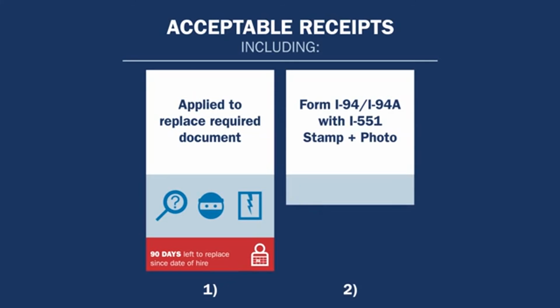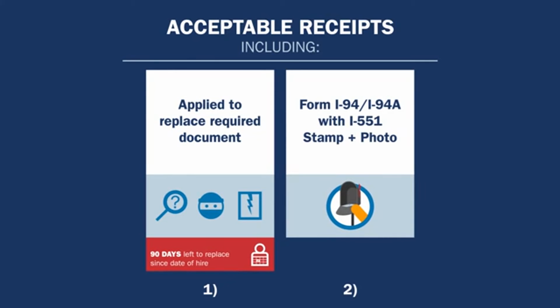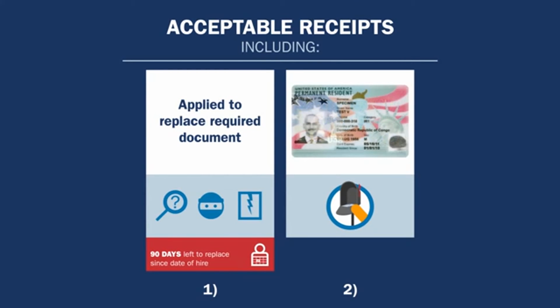2. If the individual is a lawful permanent resident, the arrival portion of the Form I-94 or Form I-94A that includes an unexpired temporary I-551 stamp and his or her photo.